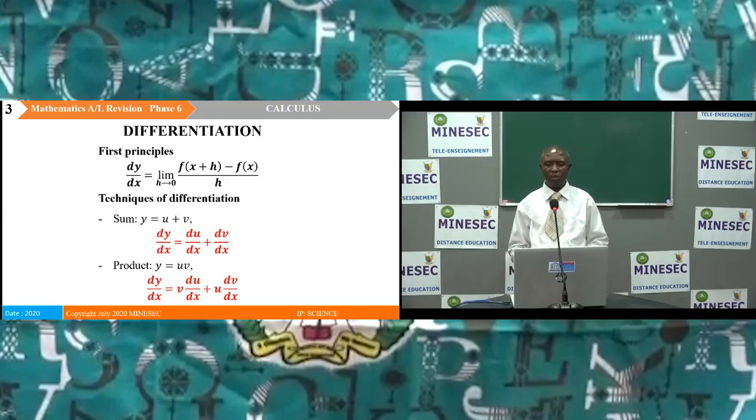Techniques of differentiation. Sum: if we have a function y, which is made up of two functions, u and v, that vary with x, to differentiate them, dy/dx will be equal to du/dx plus dv/dx. For product, y equal to uv, where u and v are functions in x, dy/dx will be v du/dx plus u dv/dx.